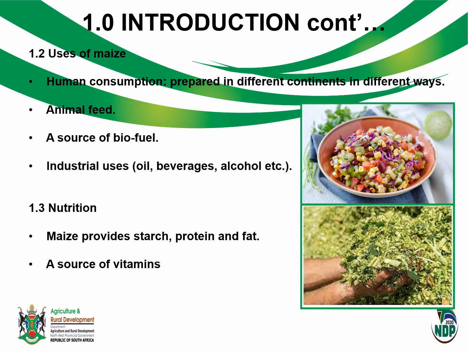Uses of maize. Maize is used for human consumption. It is prepared in different continents in different ways. It is used for animal feed, as a source of biofuel, as oil, and alcohol in industrial uses. Nutritional value. Maize provides starch, proteins, and fat. It is also a source of vitamins.